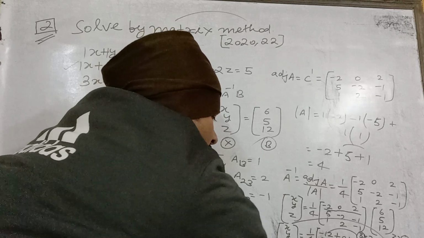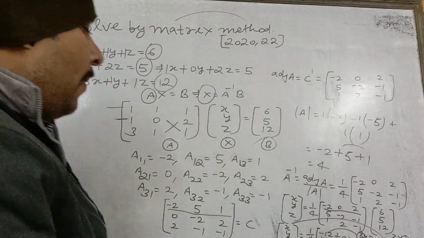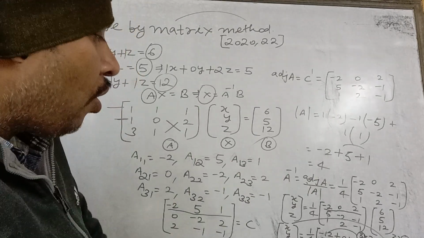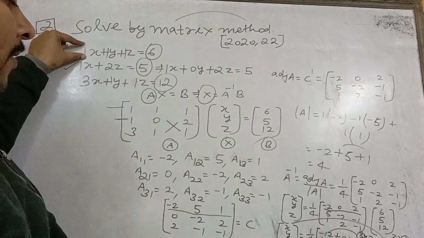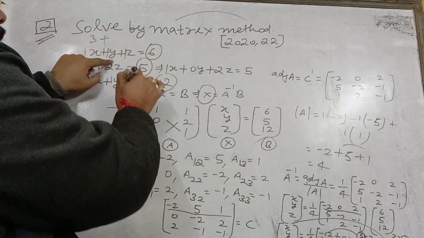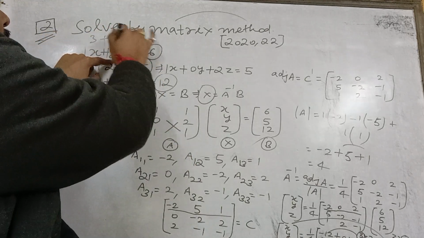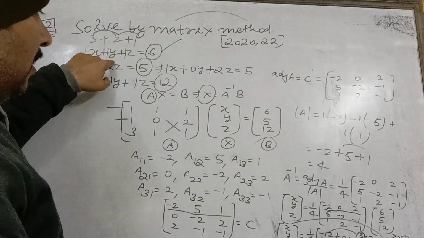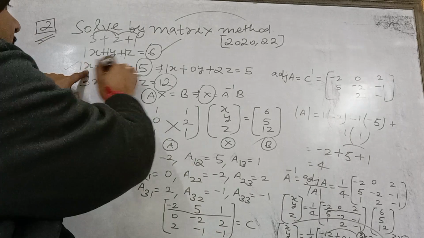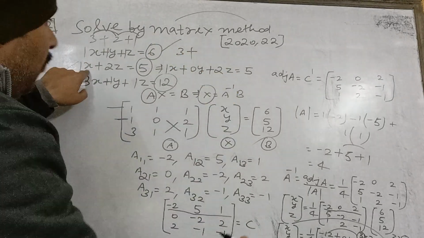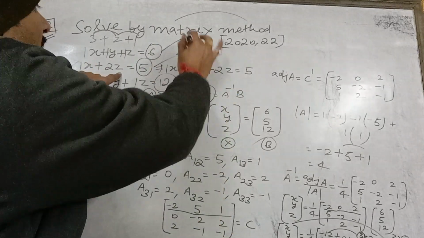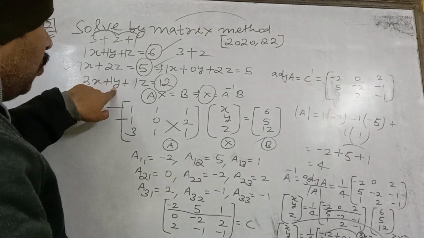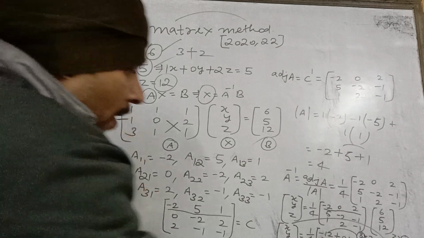Now put these values in the equations to check whether our answer is right or wrong. Value of x is 3, value of y is 2 and value of z is 1. So 3 plus 2 is 5, 5 plus 1 is 6. So our answer is correct. Now check here, value of x is 3 and value of z is 1, 2 into 1 is 2, 3 plus 2 is 5. So this is also correct. Now check here, 3 into 3 is 9, 9 plus 2 is 11, 11 plus 1 is 12. So our answers are correct.